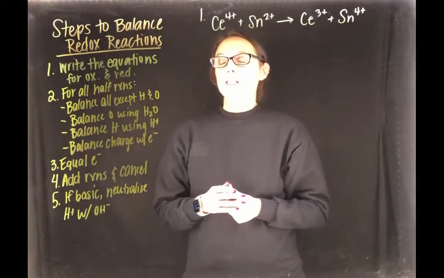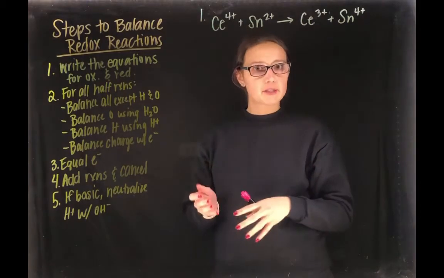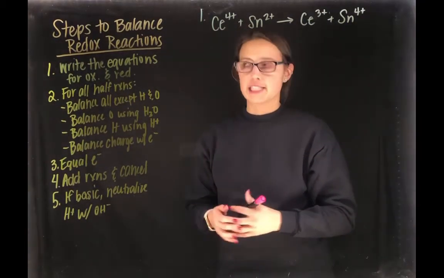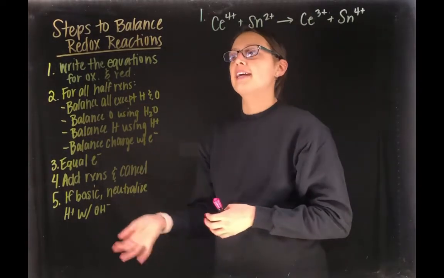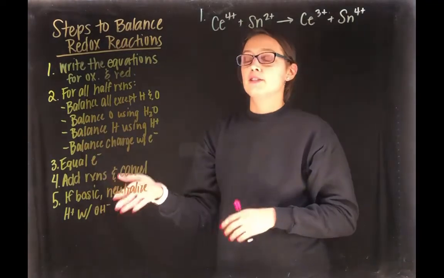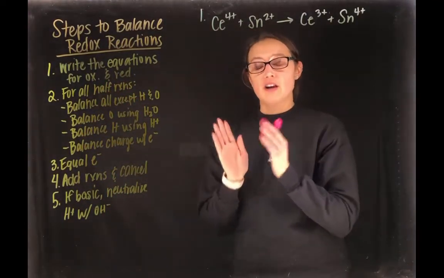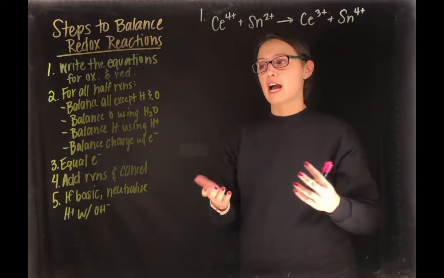Okay, so we're going to look at how to balance redox reactions, because balancing redox reactions is a little bit different than just balancing general chemical reactions. On your how to balance redox reactions practice, you have all of the steps to balance. You always want to make sure that you have the equations for both the oxidation and the reduction written out separately. Those are called half reactions.